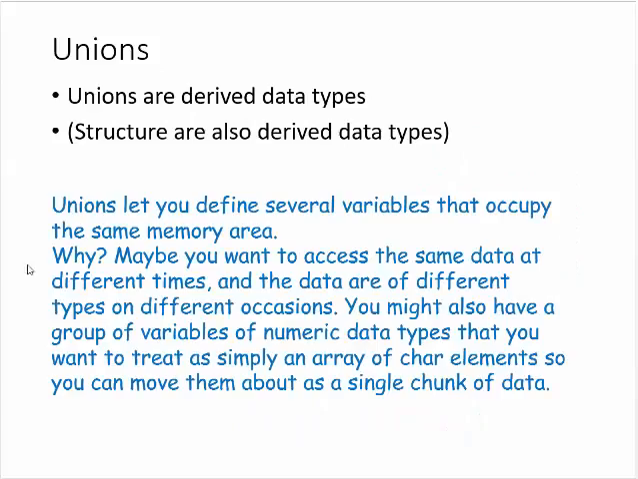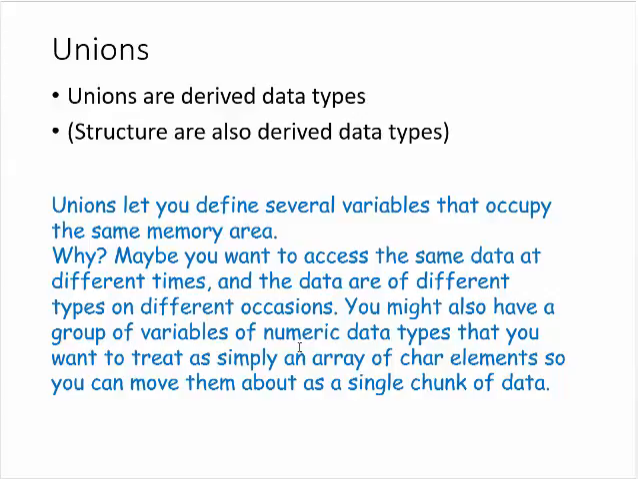So what is a union? Well, it's another derived data type, like a structure is a derived data type. We had the fundamental data types, int, double, char, those are fundamental C data types, and then we have some that are derived, such as the structure, and now the union. So what is a union? It lets you define several variables that occupy the same memory area.